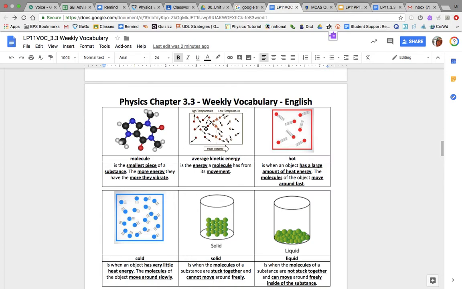That's okay. The next word is average kinetic energy. And this is how fast a molecule moves around. It is the energy of a molecule, and it is the energy the molecule has from movement. So if a molecule moves fast, it has a high or large kinetic energy. If a molecule moves slow, it has a low kinetic energy. And actually, fast means it has a high temperature, and slow means it has a low temperature.